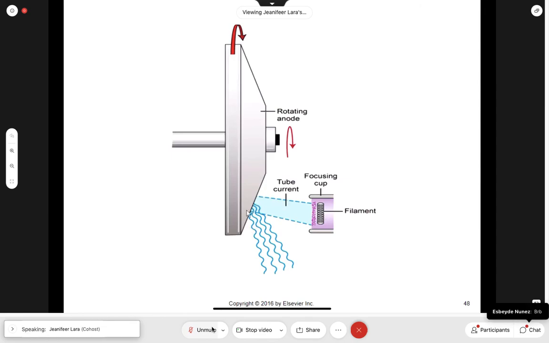So what focal spot is this, Pamela? If this one is actual, then this one is? Maybe the effective focal spot? It is the effective. Okay, good. Effective focal spot. Ms. Laura, can you repeat what you said about tube current? You said it was the flow of electrons going over to the anode? Yeah, from the cathode over to the anode. Okay, thank you. That tube current is the electrons flowing from the cathode to the anode.